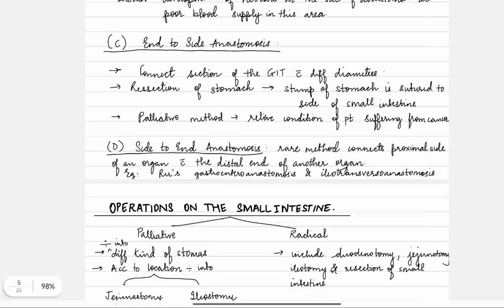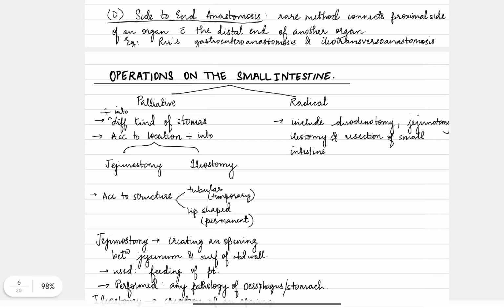Next is end-to-side anastomosis. It connects sections of the GIT with different diameters. In resection of the stomach, the stump of the stomach is sutured to the side of the small intestine. It is a palliative method, used depending on the condition of the patient suffering from cancer. Next is side-to-end anastomosis, a rare method. It connects the proximal side of an organ with the distal end of another organ, as in Roux gastroenterostomy and ileotransverse enterostomy.